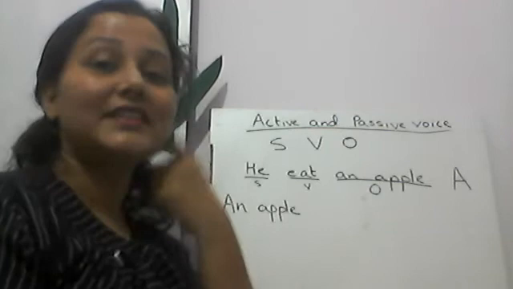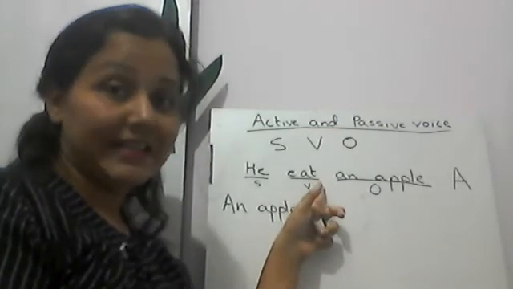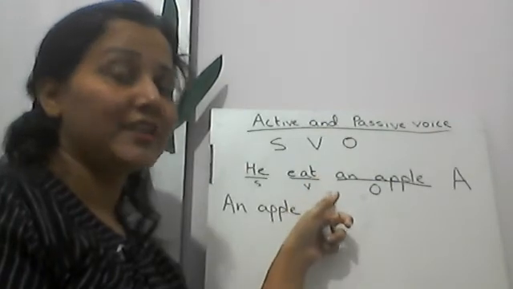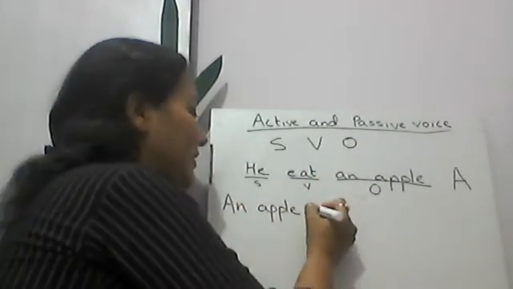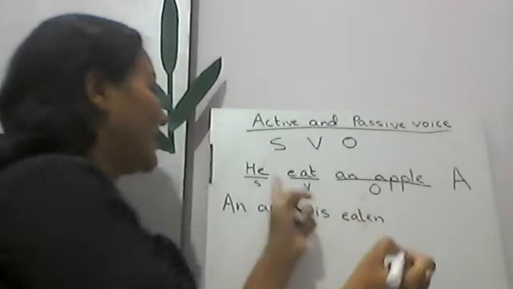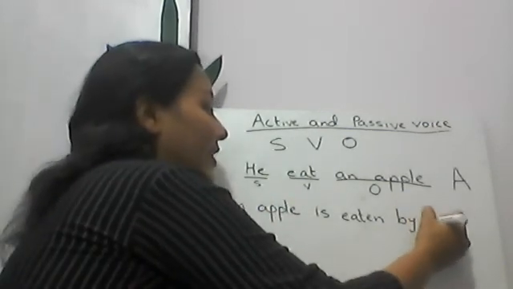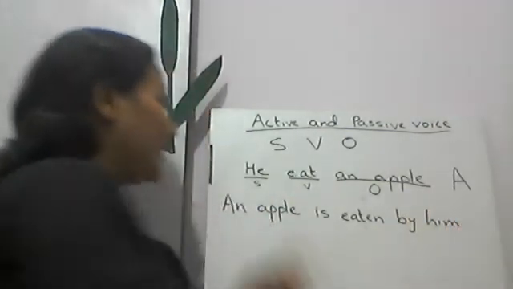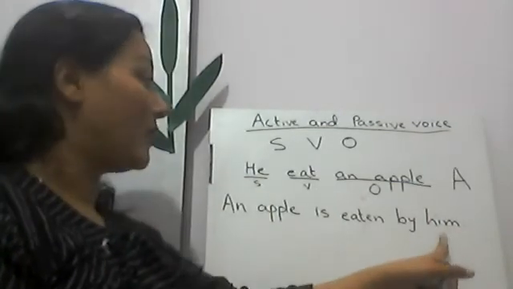Now you have to see the tense, eat, right? The tense is simple present tense. So what are we going to change in this, eat. So an apple is eaten, okay, by him. Right? Now he, here we have written as object.